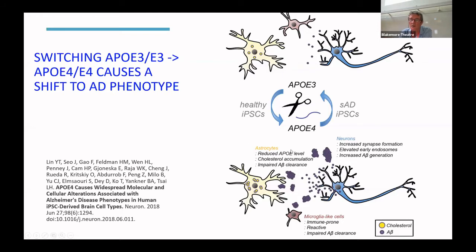For instance, in astrocytes, when you mutated the APOE3, the protective, to the APOE4, you got reductions in the APOE level. You got changes in cholesterol accumulation, and impaired clearance of the A beta. In the neurons, you got increased synaptosome formation, elevated early endosomes, which I talked about earlier, and an increase in the generation of A beta. In the microglia, you got a more immune phenotype. They were reactive, and they had impaired A beta clearance.